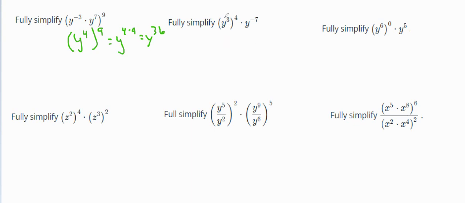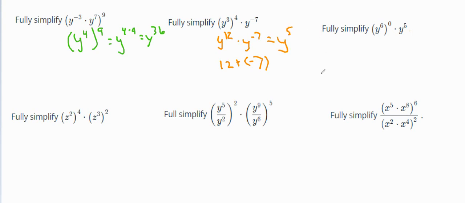So the next one, we start out with y to the 3rd to the 4th power. Power to a power, we multiply. 3 times 4 is 12. So we have y to the 12th times y to the negative 7. And when we multiply, we add. So really 12 plus a negative 7, same thing as 12 minus 7, which is going to be 5. And our answer then will be y to the 5th power.